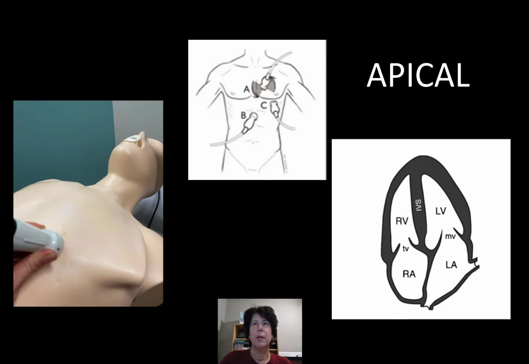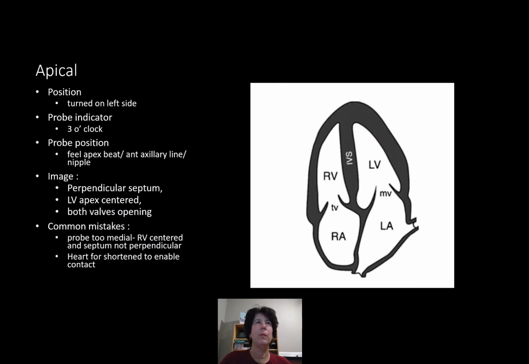We want this nice straight septum, the LV apex in the middle of the picture, and the RV more off to the side. So the anatomical structures that you would visualize in this view would be the left atrium, left ventricle, right atrium, right ventricle. So just a quick recap on that.